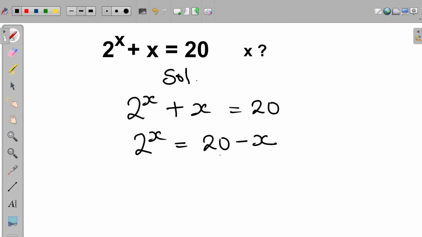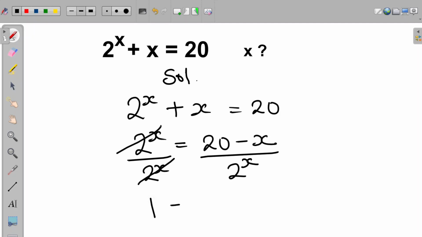Now, let's divide both sides of the equation by 2 to the power of x. So we divide the left-hand side by 2 to the power of x and divide the right-hand side by 2 to the power of x. So 2 to the power of x can cancel out 2 to the power of x. So we have that 1 is equal to 20 minus x divided by 2 to the power of x.